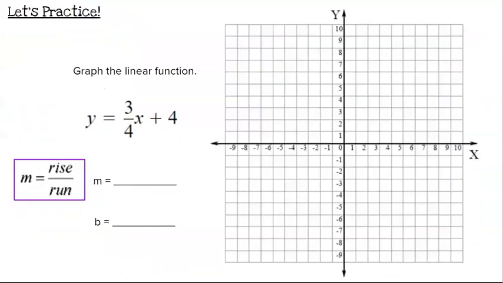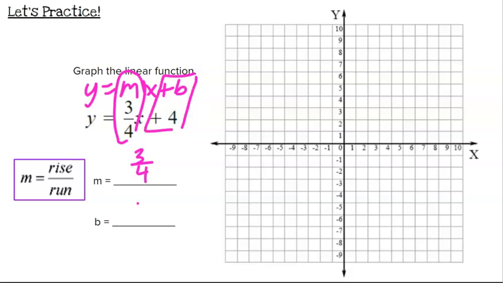So we're going to jump right in. We're going to graph the linear function. So when we graph a linear function in slope-intercept form, the first thing we want to do is identify our m, our slope, and our b, our y-intercept. So in this case, our m is next to the x. It's that 3/4. And then our b value is +4, so it is a +4.